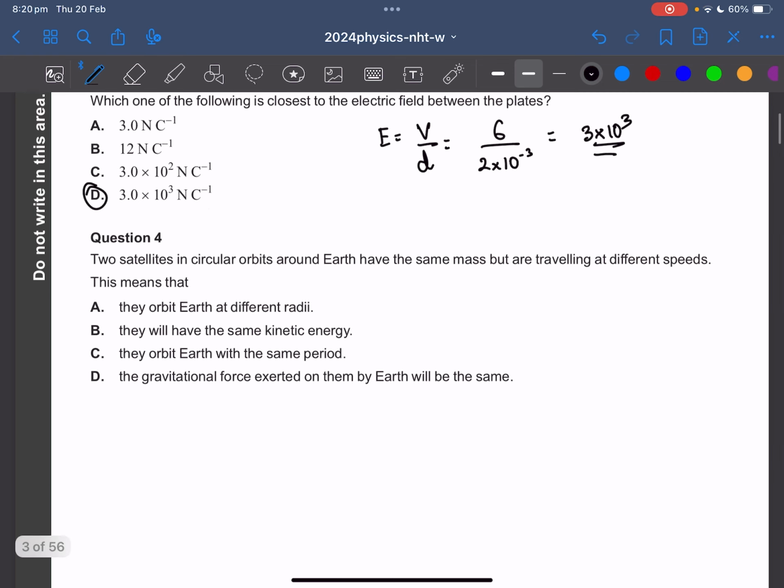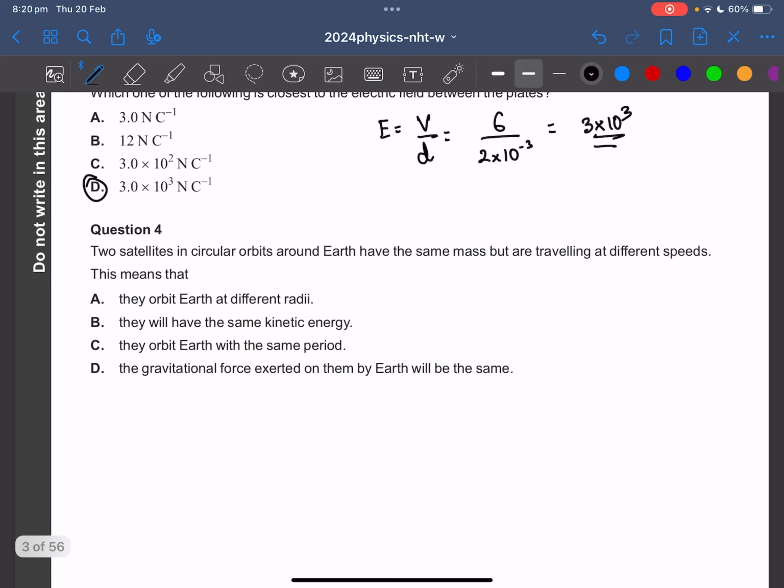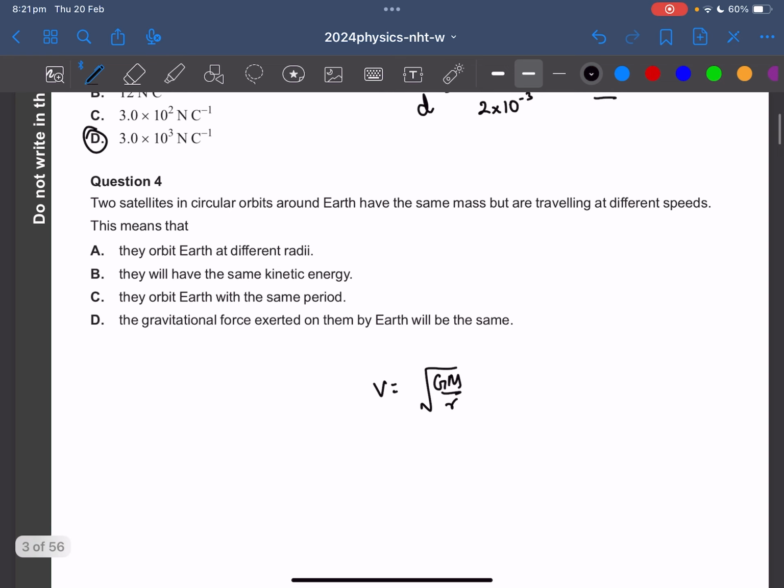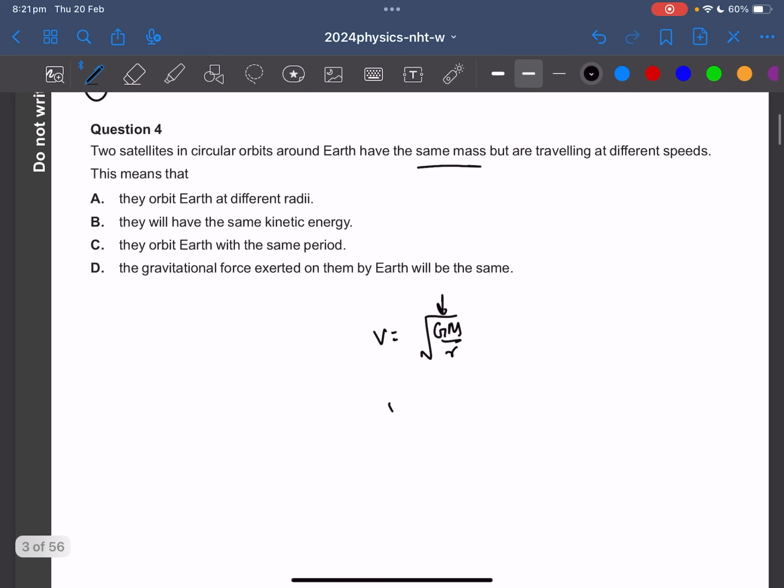Two satellites orbiting the Earth have the same mass but are traveling at different speeds. This means that velocity is equal to the square root of GM on r. So G and M are constant, because the mass is the same. But they are traveling at different speeds, so they orbit Earth at different radii. Yes, that is true. The answer is most likely going to be option A.